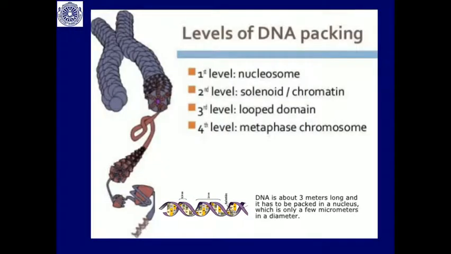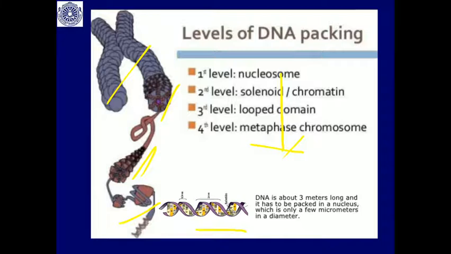So here, DNA, then string of nucleosomes, then solenoid, super solenoid, then you can see 2 levels of coiling to give rise to the metaphase chromosome. So the string of nucleosomes is already 2 levels of coiling, then it further undergoes 4 levels of coiling to give rise to the metaphase chromosome.